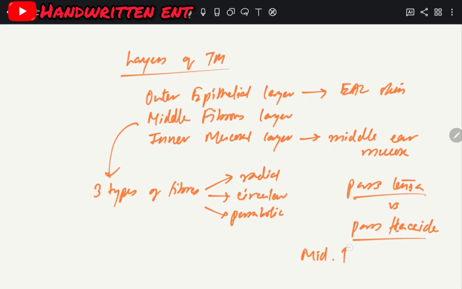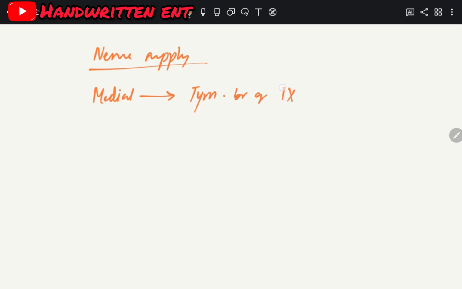The middle fibrous layer is quite thin in pars flaccida as compared to pars tensa, and it is also not as organized as it is in case of pars tensa. Next is the nerve supply of tympanic membrane. The medial surface of tympanic membrane is supplied by tympanic branch of glossopharyngeal nerve, that is Jacobson's nerve.